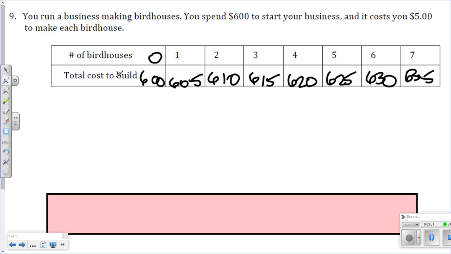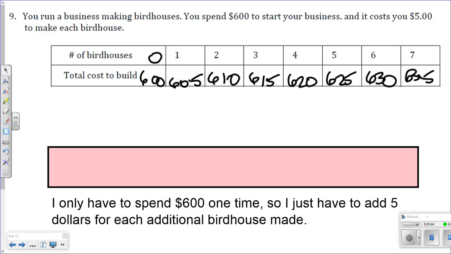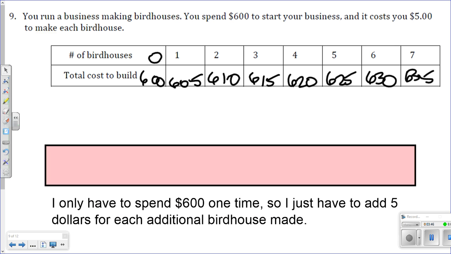The second part of this is that you are being asked to write a sentence explaining how you figured out the values to put in each of these cells. So it is very important that you include your sentence. And this is, again, just one example of how you can look at this pattern. We have a sentence here: I only have to spend $600 one time, so I just have to add $5 for each additional birdhouse made. And that sentence matches what we see in the table because we see an addition of $5 for each additional birdhouse.